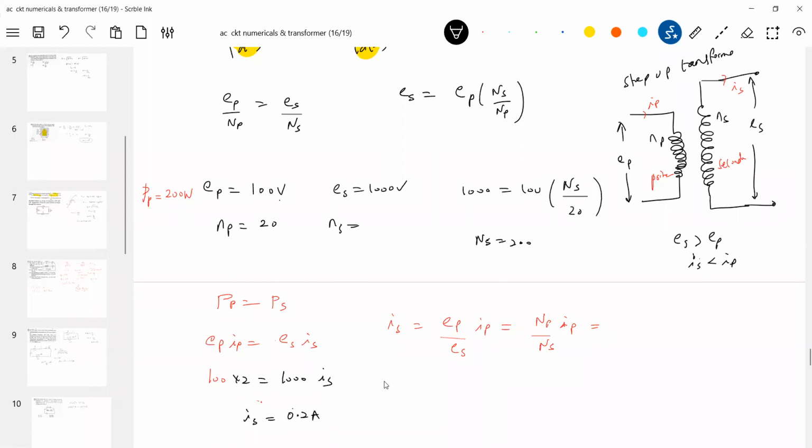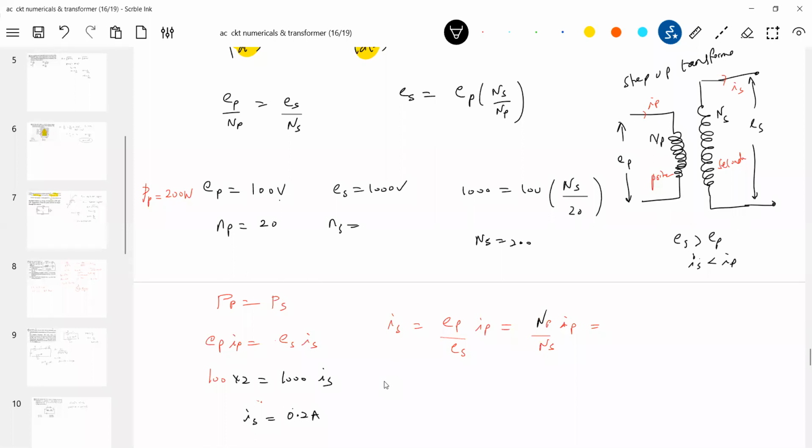Is it okay? So the expression for the current in the secondary coil depends on the number of turns in the primary and secondary. I'll use capital letters for the symbols. The ratio of turns of primary to secondary will determine whether you step up or step down.